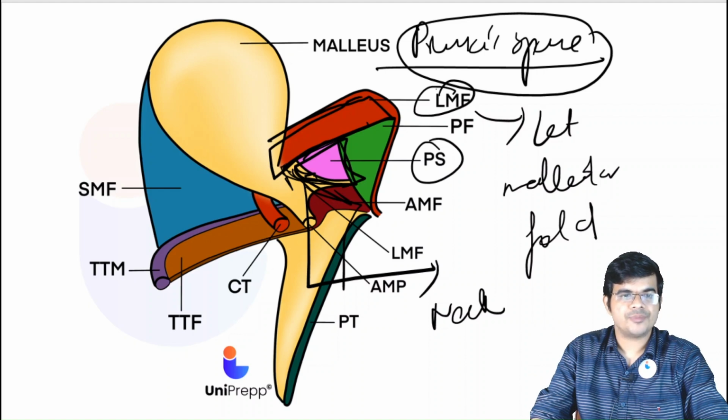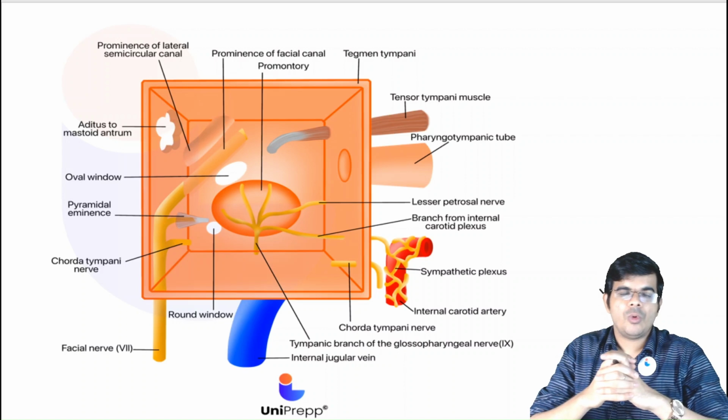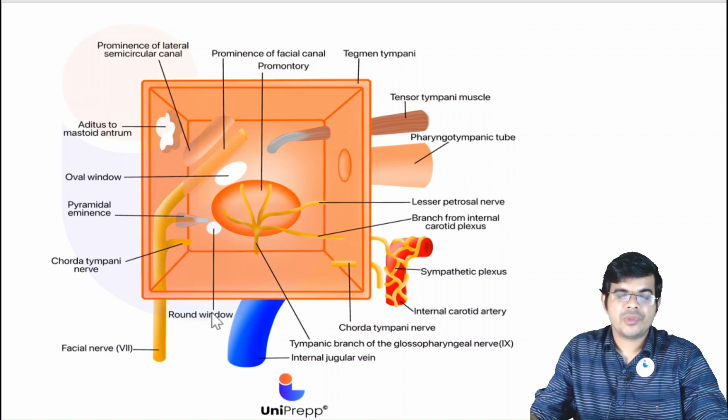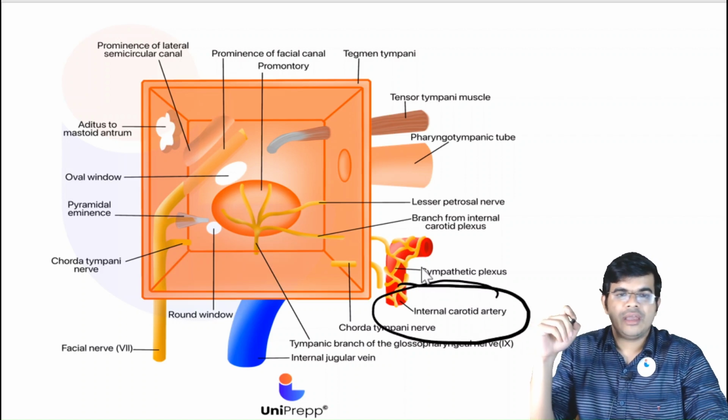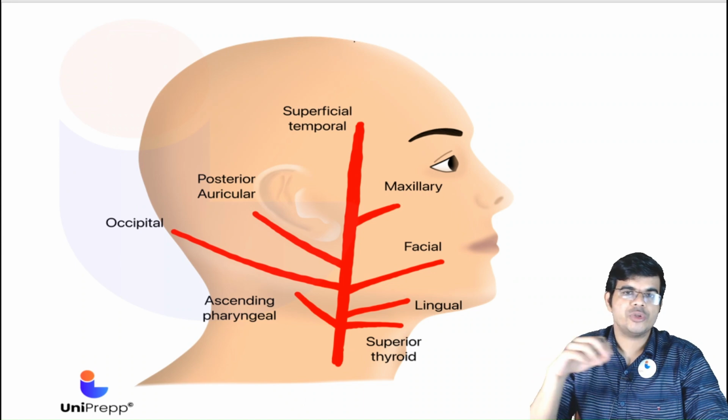Now coming to the blood supply of the middle ear. Okay, now what are the arteries supplying the middle ear? From this picture itself it is clear that you have got blood supply coming from the internal carotid artery, right? Okay, the caroticotympanic branches of the internal carotid artery are supplying the middle ear, but is it these branches of the internal carotid artery alone? No, branches from the external carotid artery are also going into the middle ear.